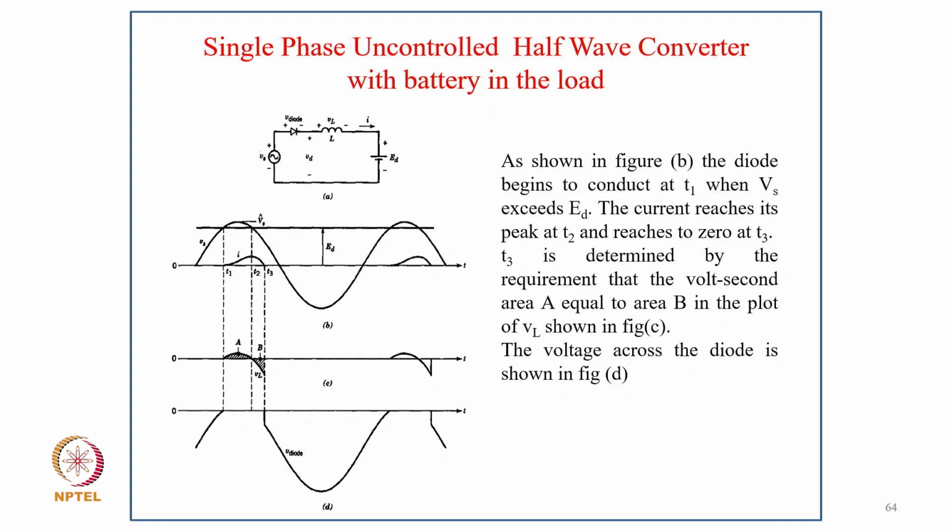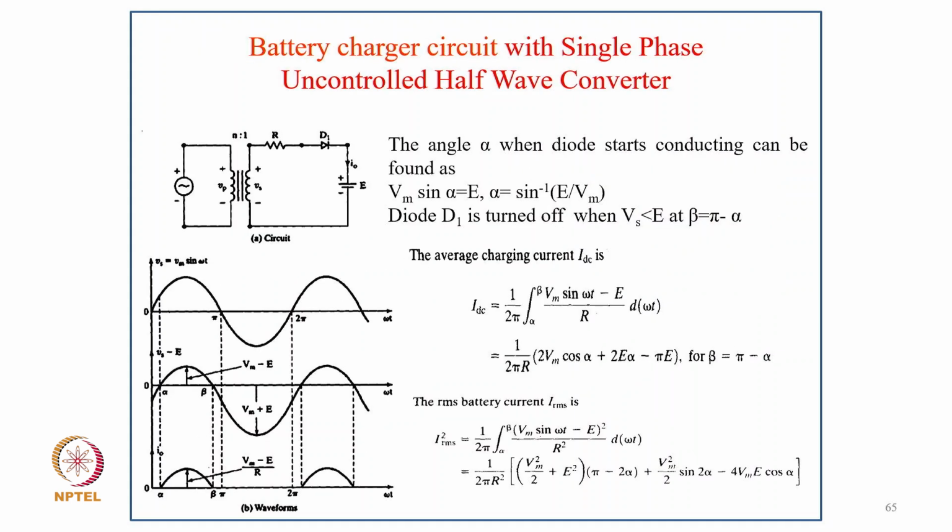So now taking a single phase uncontrolled half wave rectifier with a battery in the load, for simple low rating battery charging, you can see the voltage and current waveforms: the supply, the current flowing into the battery, the voltage across the inductor, and the voltage across the diode. As shown in the figure, the diode begins to conduct at T1 when the supply voltage exceeds E, the battery voltage. The current reaches its peak value at T2 and reaches 0 at T3, and T3 is determined by the requirement that area A equals area B in the plot of V_L shown in the last figure. The voltage across the diode is shown in figure D.